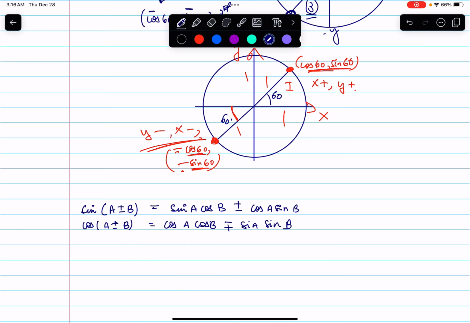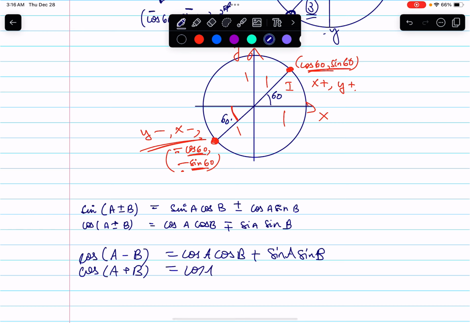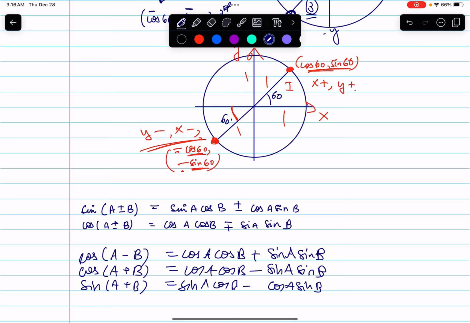So, what this means is that cosine of a minus b is equal to cosine a cosine of b plus sine of a sine of b, and then cosine of a plus b is equal to cosine of a cosine of b minus sine of a sine of b, and then similarly sine of a plus b is equal to sine of a cosine of b plus cosine of a sine of b, and sine of a minus b is equal to sine of a cosine of b minus cosine of a sine of b. Oh, and this should be positive, right?